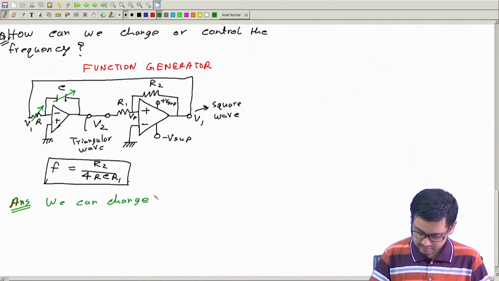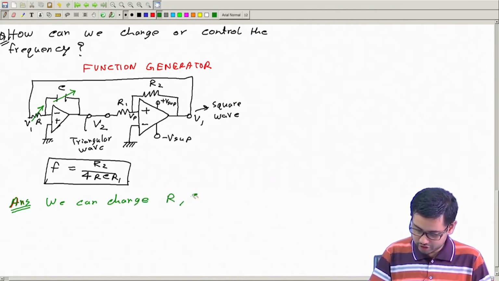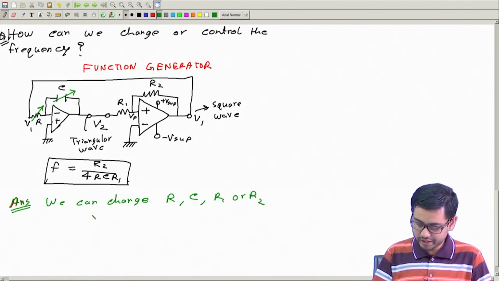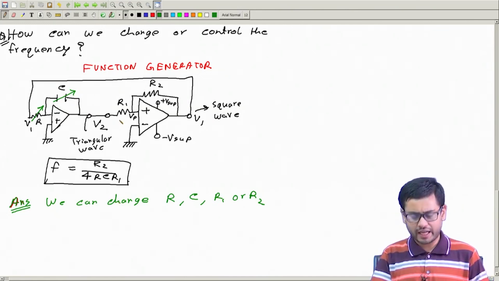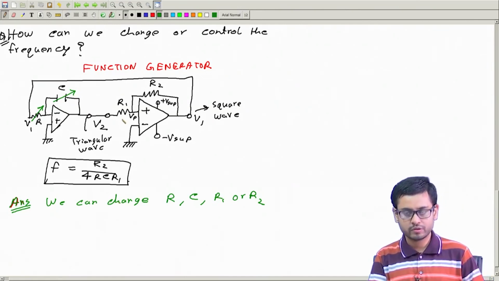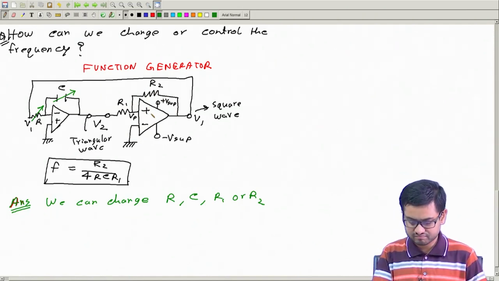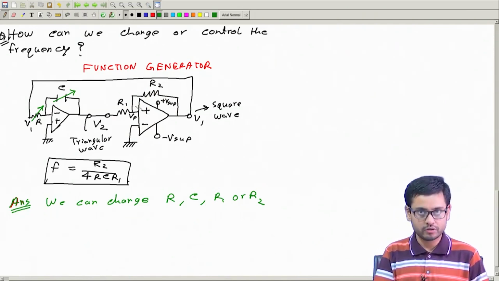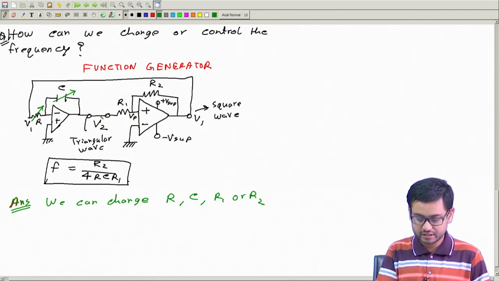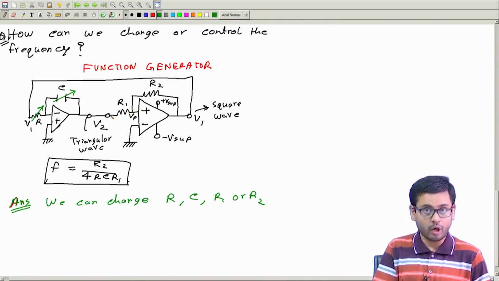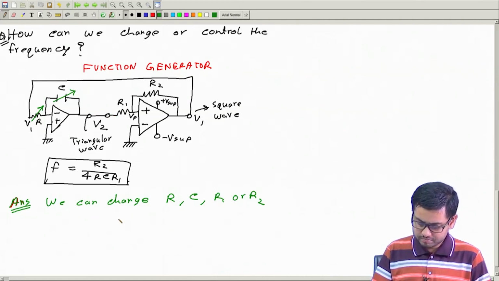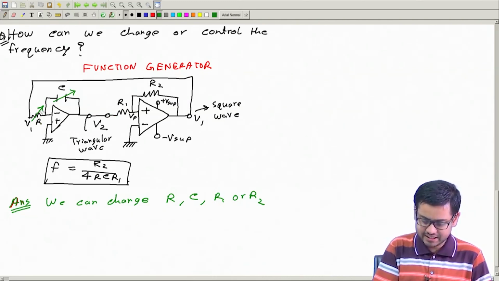Okay, so we can change R or C or R1 or R2. We may not like to change R1 and R2 because then the hysteresis band of this Schmitt trigger will change, and it should not be too low. The hysteresis band should not be too low, otherwise noise may create problems. But anyway, we can at least change these R, C.